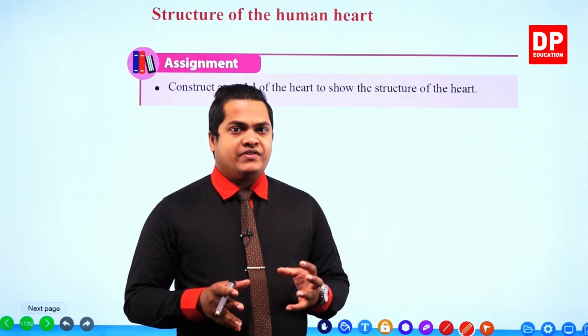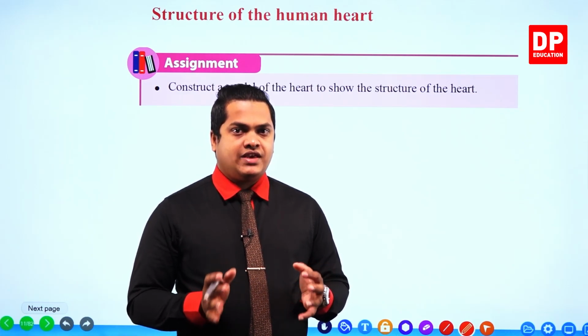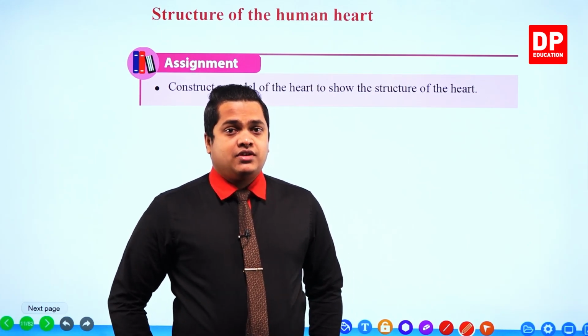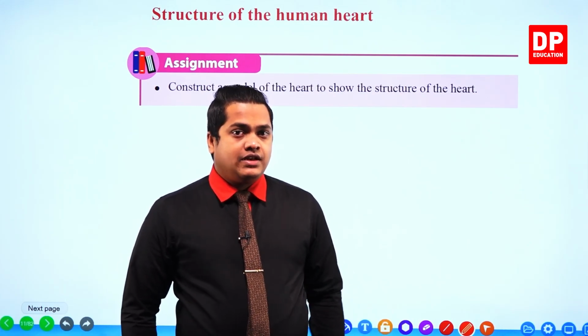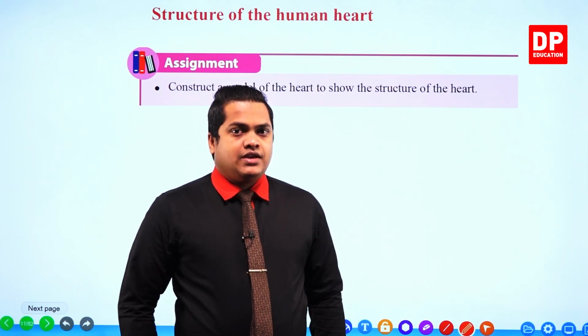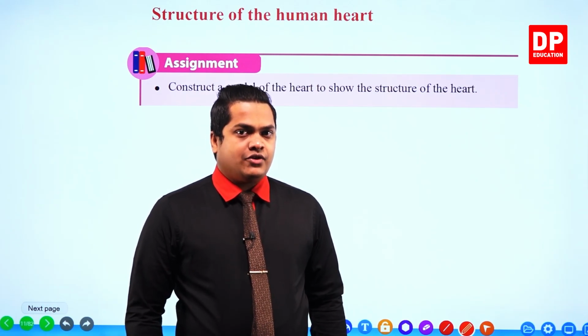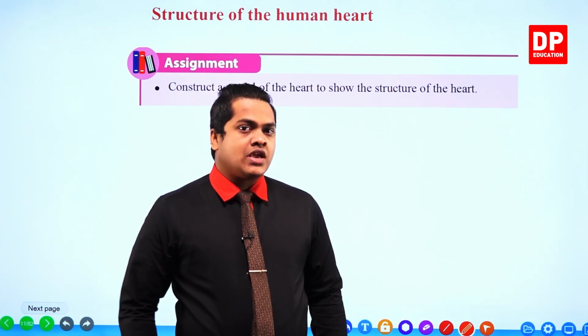What you have to do is make a small design or structure to show the structure of the heart and the parts of the heart. If you can, you can prepare the circulation as a diagram like the one I drew earlier in the chapter, right? This is a special assignment that you need to do at your home, my dear children.